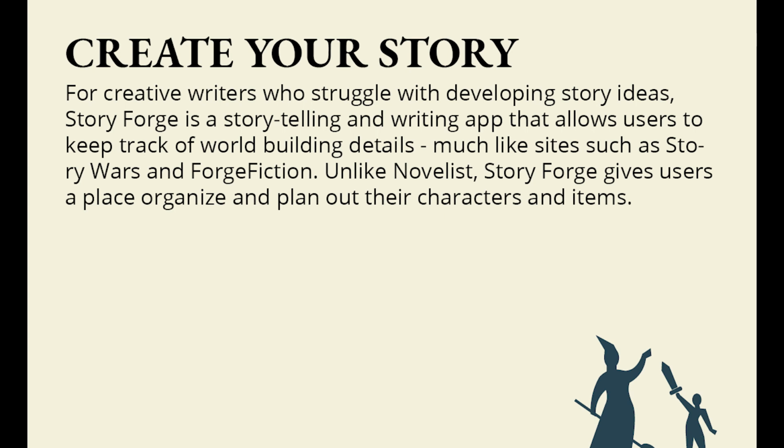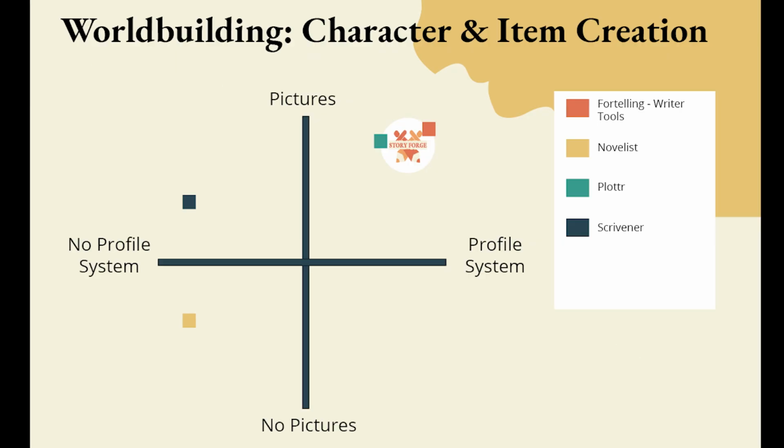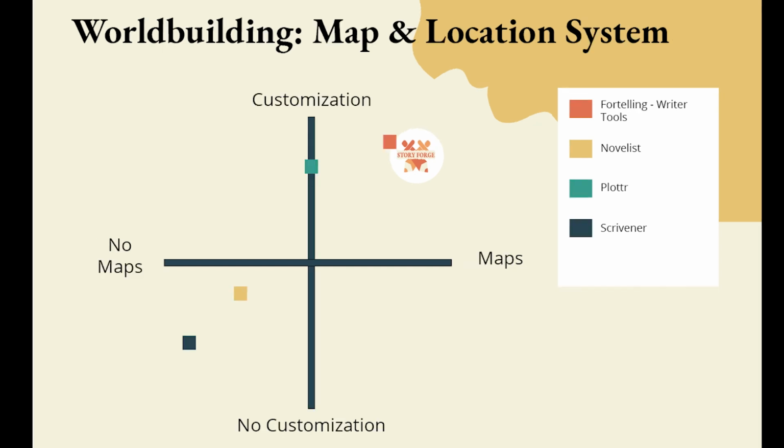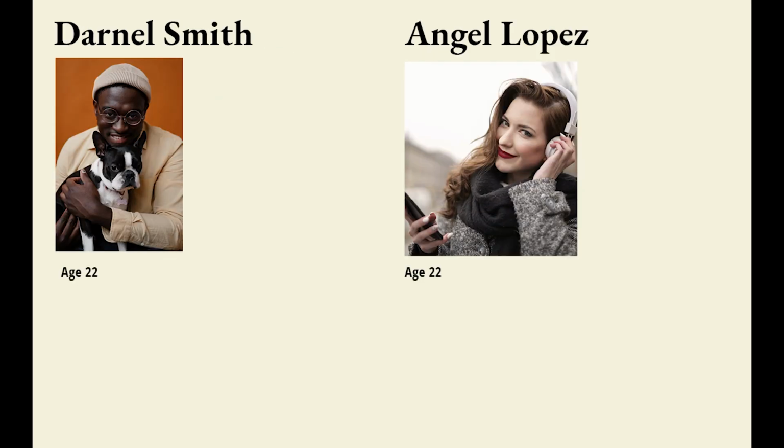Unlike novelists, StoryForge gives users a place to organize and plan out their characters and items. When compared to other apps, StoryForge's item and character creation abilities focus more on pictures and a profiling system. Also, when being compared to other apps, StoryForge's world-building abilities allow the user to use our map system and customize it to their story. An example of two of our users is Darnell Smith and Angel Lopez.